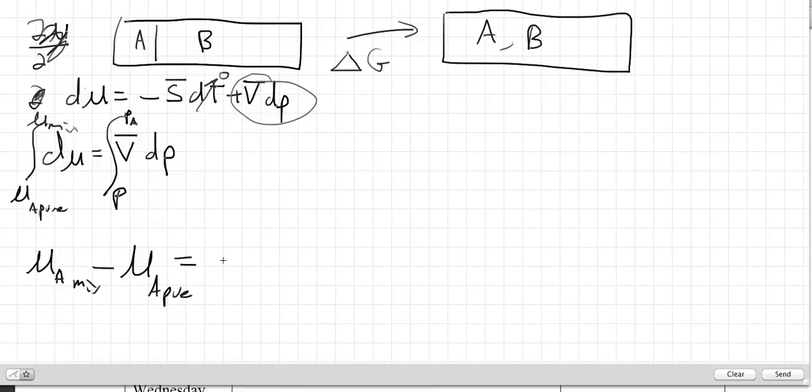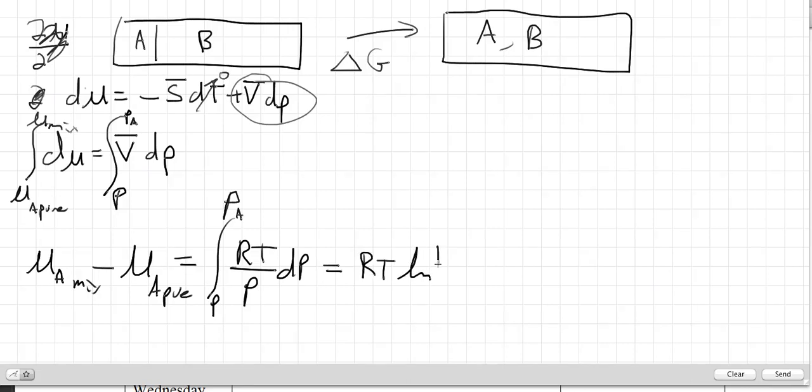is going to be equal to, well, this certainly isn't constant because it's a gas, so if we change the pressure, it changes the volume. So we can substitute the ideal gas law, right? So we have RT over P for the molar volume, and we were going from the initial pressure P to some new partial pressure A, and we can pull out the RT because we already said that it was isothermal. So that's RT log of PA over P. Okay? So the difference in chemical potential as a gas expands is just this term RT log of the new pressure over the old pressure.